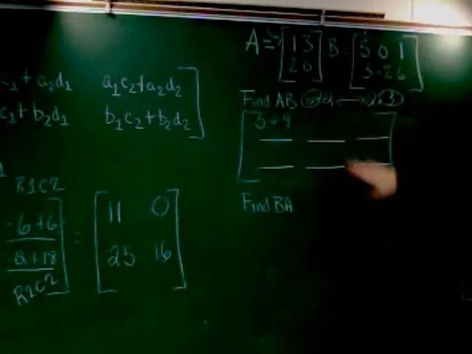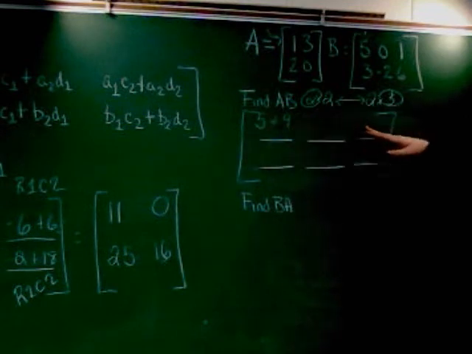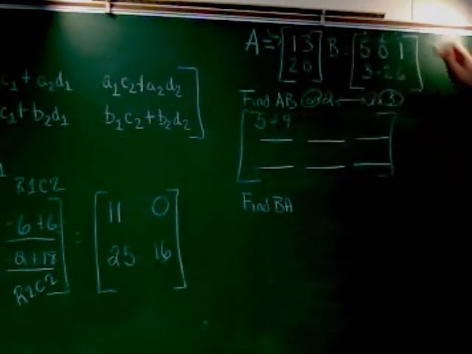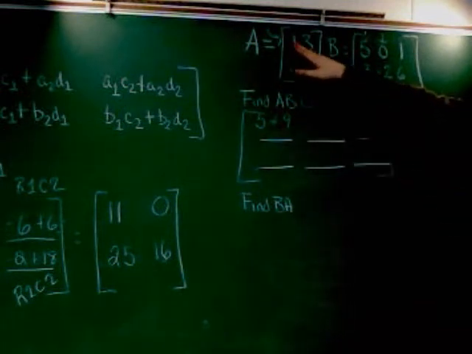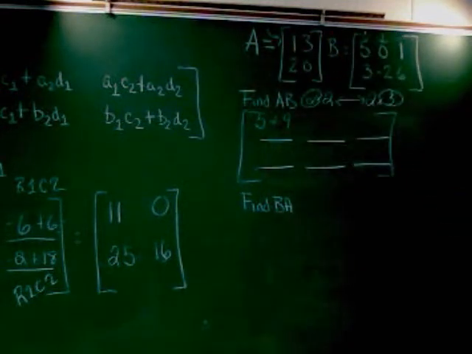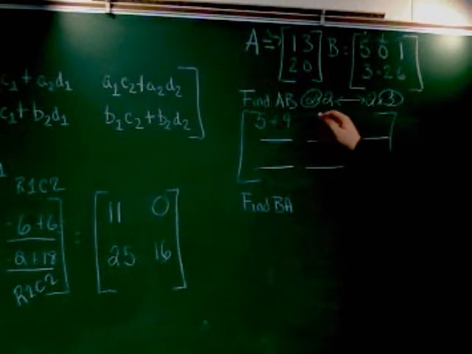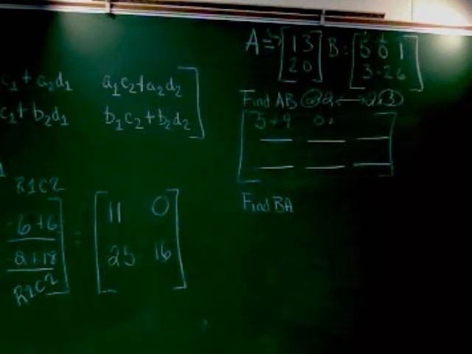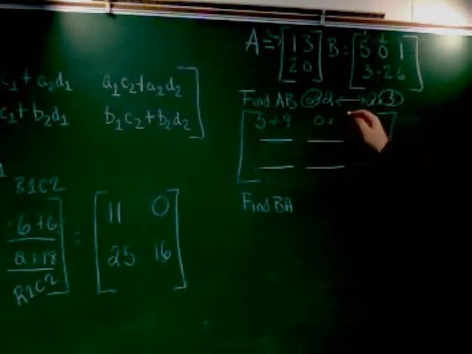Okay, next spot. This is row 1, column 2. So same row, but now we're switching over to that column. Okay, so 1 times 0. 0. And 3 and negative 2. Next. Negative 6.